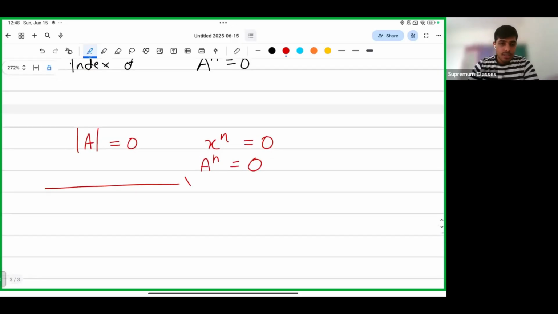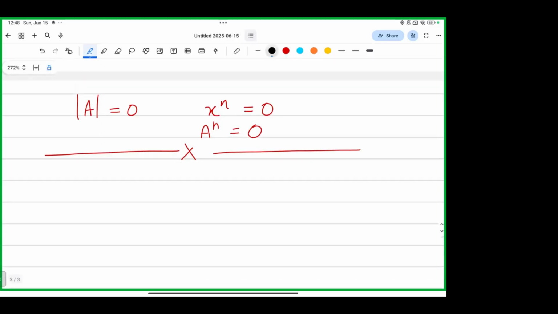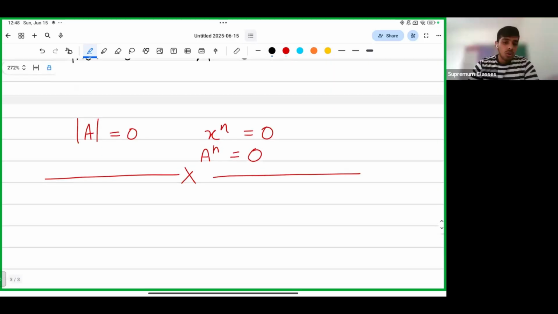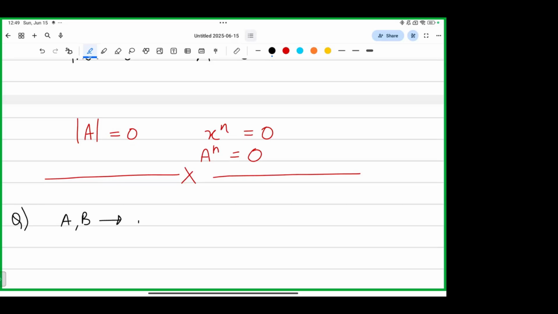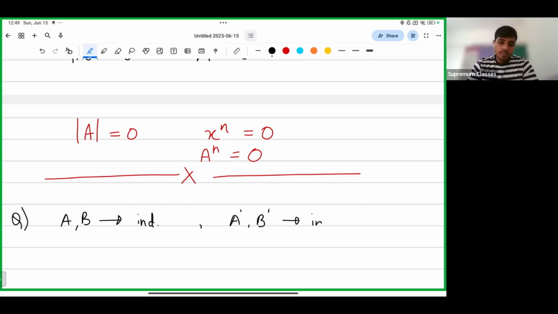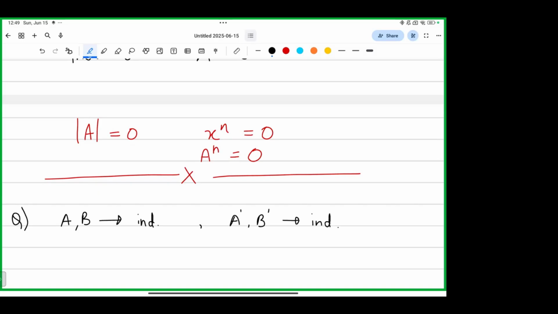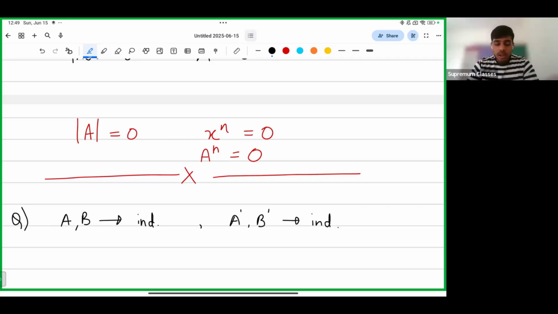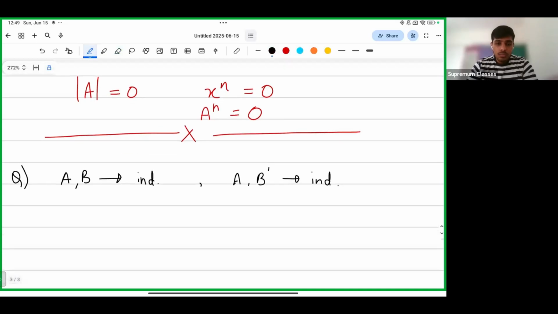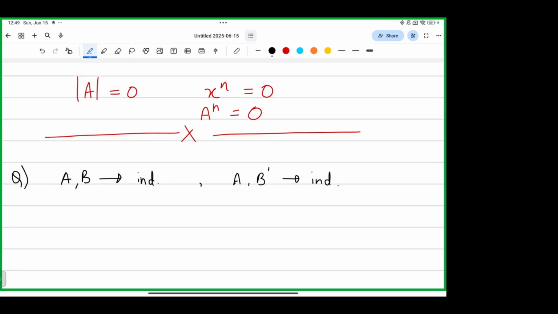Say you have two events, A and B, and I say they are independent. Can you show that A and B complement will be independent? Not A complement, right? A and B complement. Do you think they will be independent? Yes, they would be independent. Okay, so can you prove this?